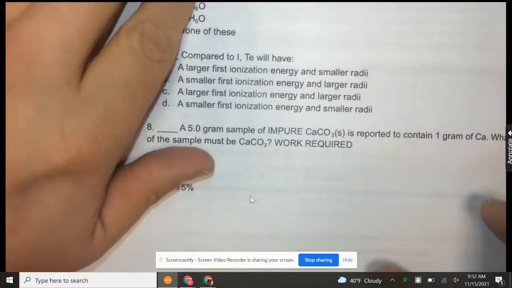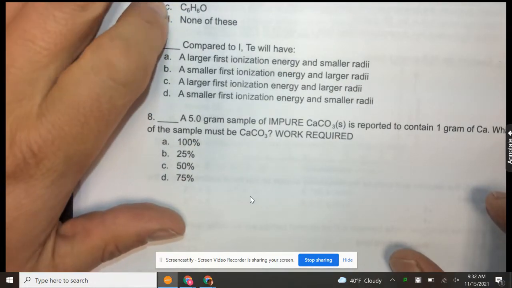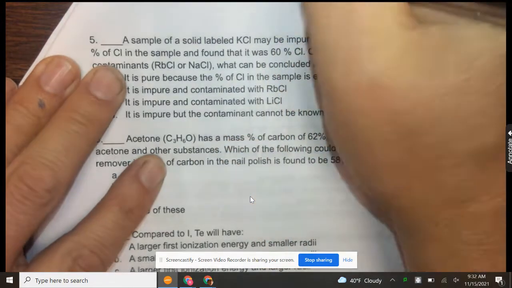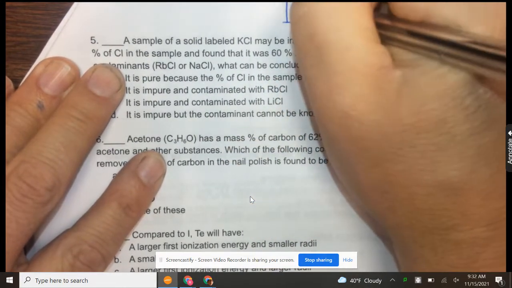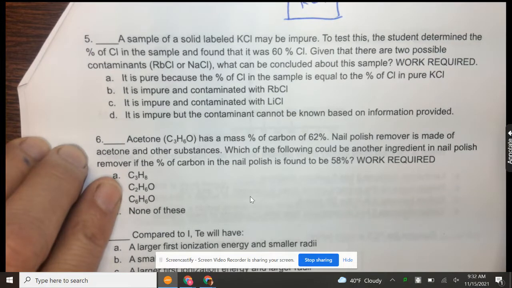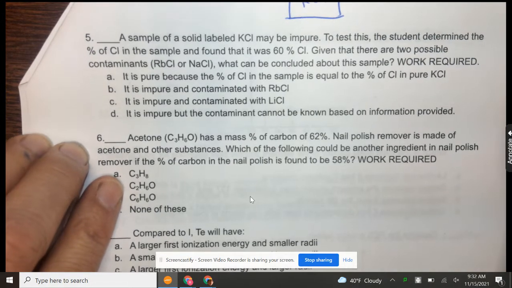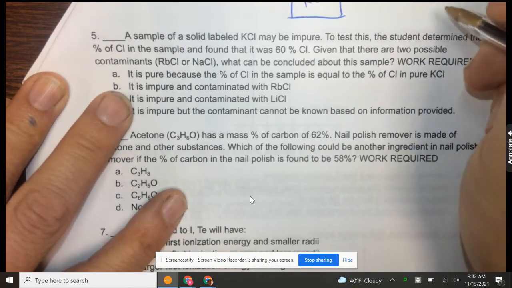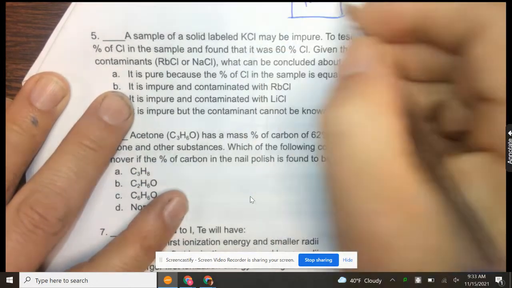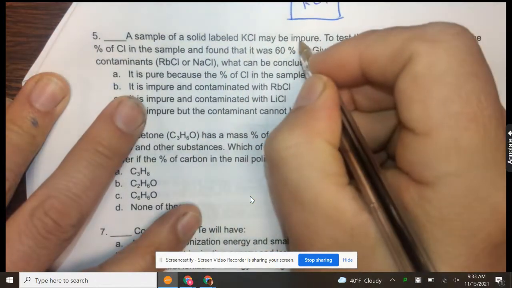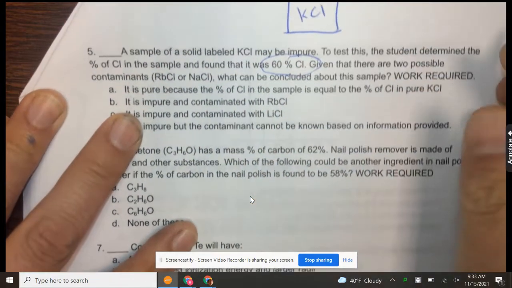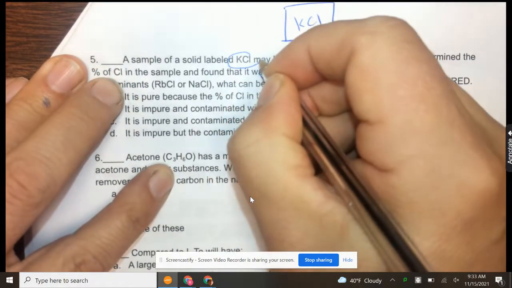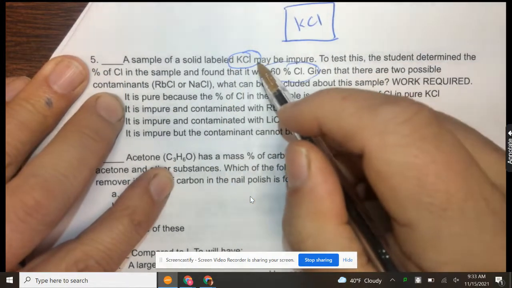Anyway, so for number 5, we've got a solid labeled KCl, and it may be impure. All right, we don't know for sure. So what we're told is the student determined the percentage of chlorine in the sample to be 60% chlorine. The first thing you're going to do is find out what would be the percentage of chlorine in a pure sample of KCl.